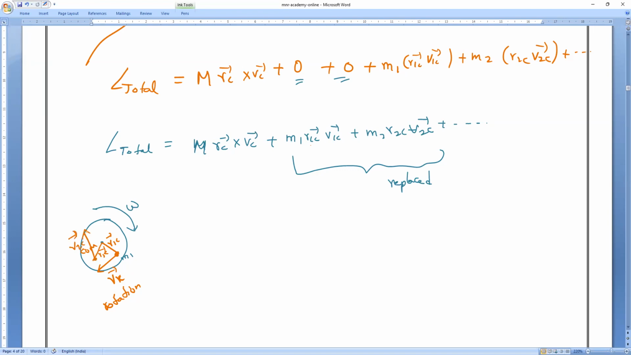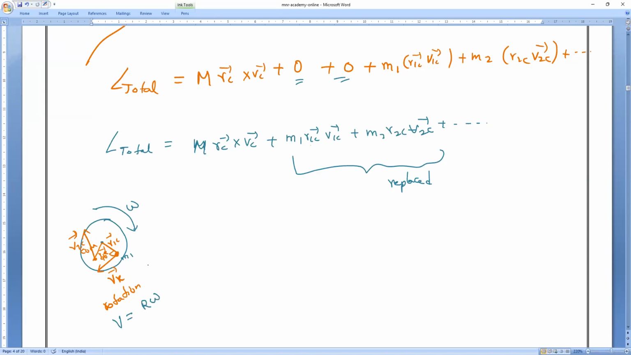So like that, it will be continuous. Always, what is the angle between them? R1C and V1C, what is the angle between them? Sine 90, which is equal to what? 1. So from that, we all know that V is equal to R omega.